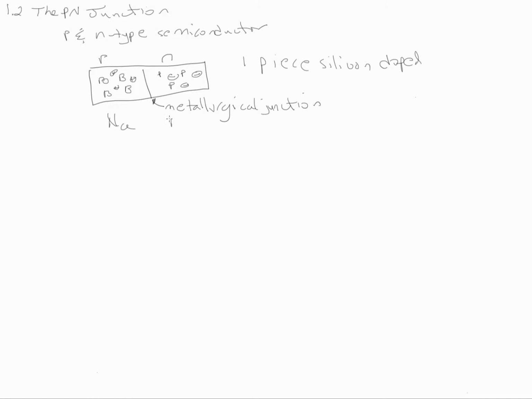And so the left side is the acceptor concentration, and the right side is the donor concentration, because boron accepts an electron to become negative, and the phosphorus donates an electron to become positive. And so the next section is 1.2.1, sort of the equilibrium p-n junction.